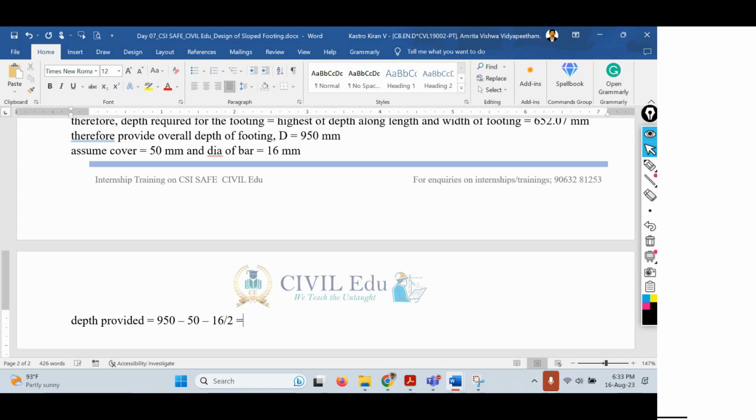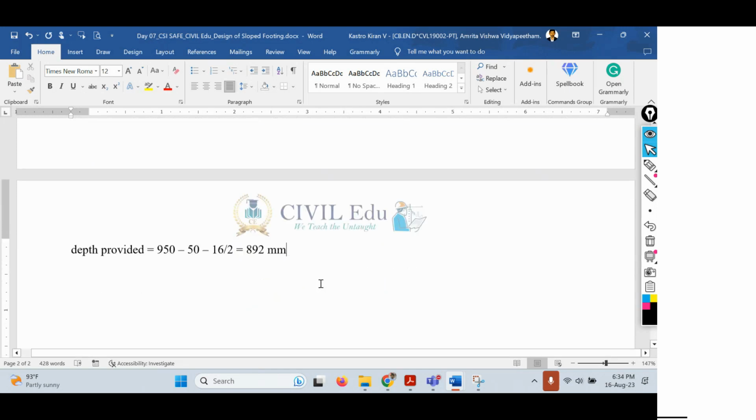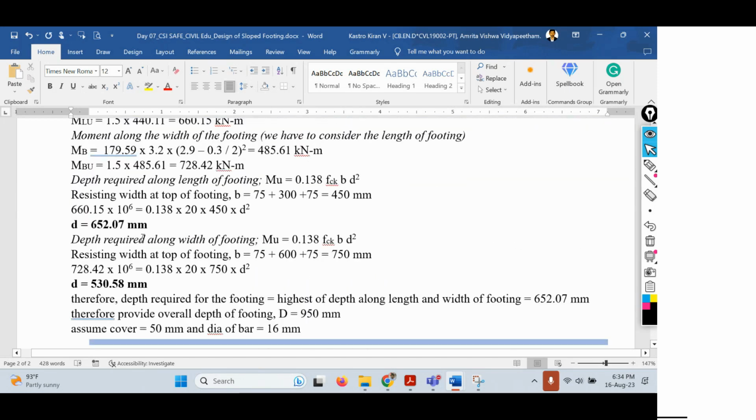So if you solve this one, this is the depth that we have to provide. Okay, the effective depth that we have to provide, which is 892 mm. So based on this depth condition, we have to find out the reinforcement. That's the next step. Okay, I hope it is clear up to here.